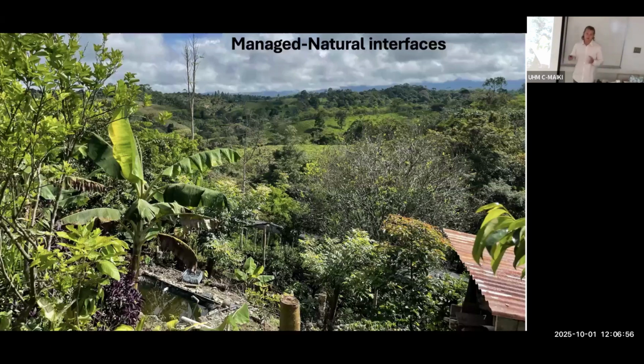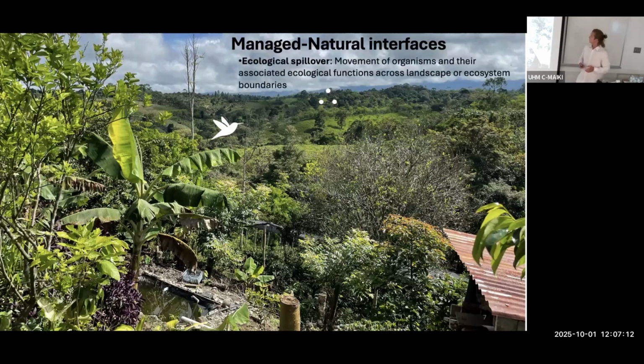So what this creates are managed natural interfaces, for lack of a better term, where organisms like fungi, spores, or birds can move across ecosystem boundaries. Say you're sporulating in the coffee, that can blow into the forest and vice versa. And so ultimately, this is what I was concerned with in my PhD, this idea of ecological spillover, the movement of organisms and their associated functions across landscape or ecosystem boundaries.